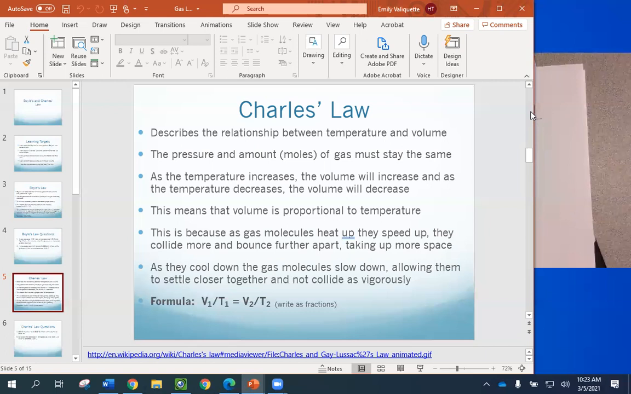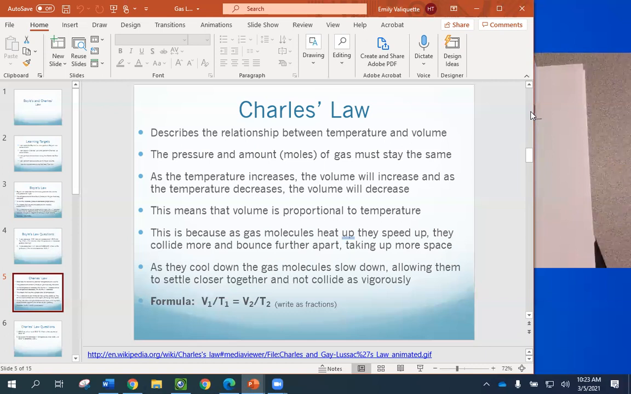And the reason that this happens is because as the temperature increases and your gas molecules heat up, they will start moving faster. They'll gain kinetic energy. They'll hit each other more. They'll bounce further apart, and they're going to take up more space, thus increasing their volume. If you cool the gas molecules down, they're going to slow down as they lose kinetic energy, which allows them to settle closer together and take up less space.